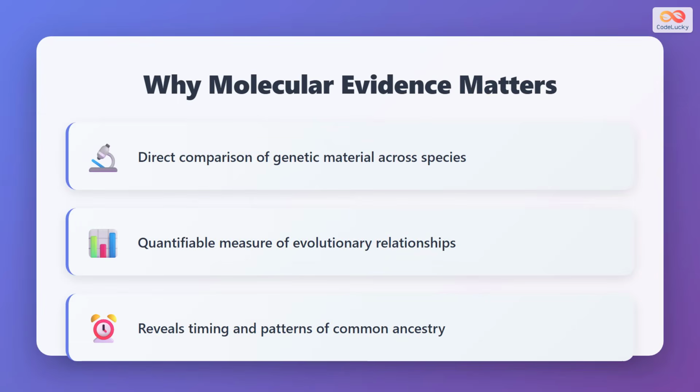Molecular evidence is crucial for three main reasons. First, it allows direct comparison of genetic material across different species, giving us an unambiguous view of their biological relationships. Second, it provides quantifiable measurements of evolutionary relationships. Unlike subjective observations, we can count the exact number of genetic differences between organisms. Third, molecular data reveals the timing and patterns of common ancestry. By analyzing mutation rates, scientists can estimate when different species diverged from their shared ancestors. This makes molecular evidence one of the most powerful tools in evolutionary biology.